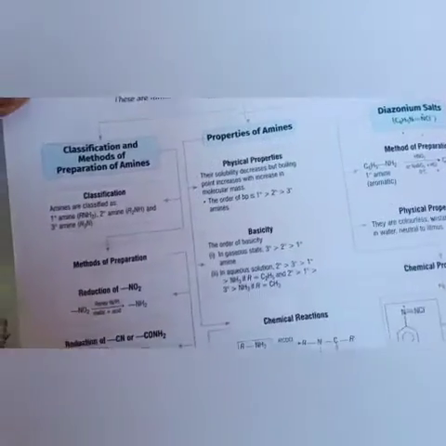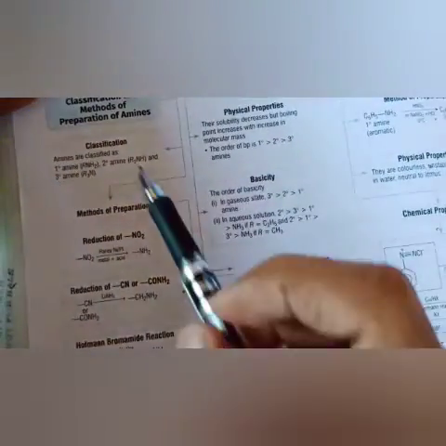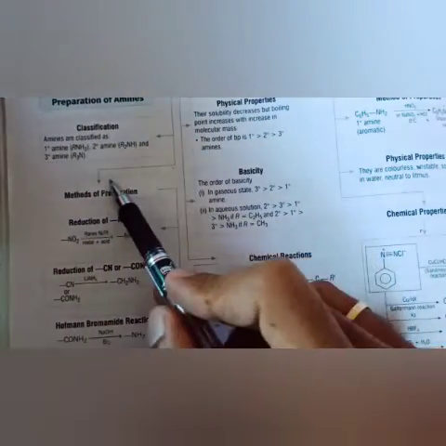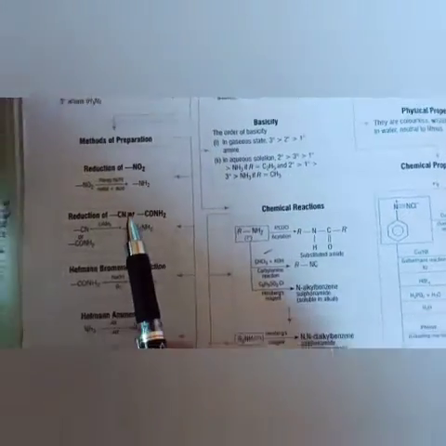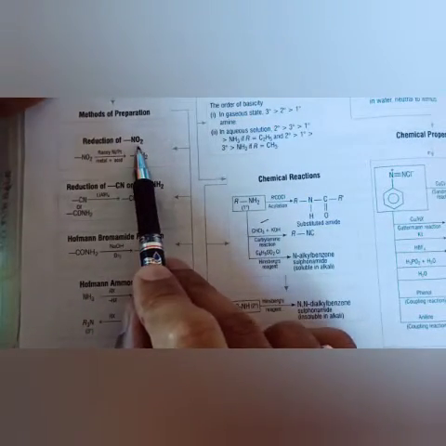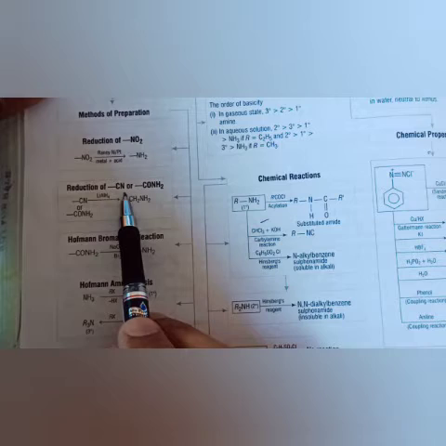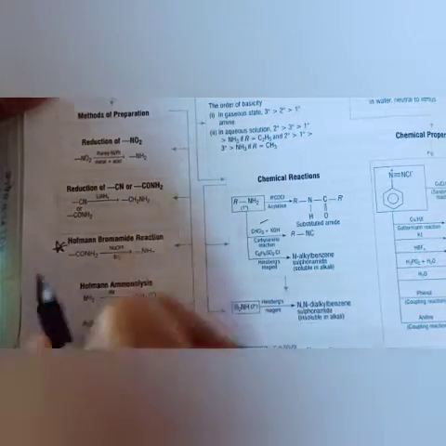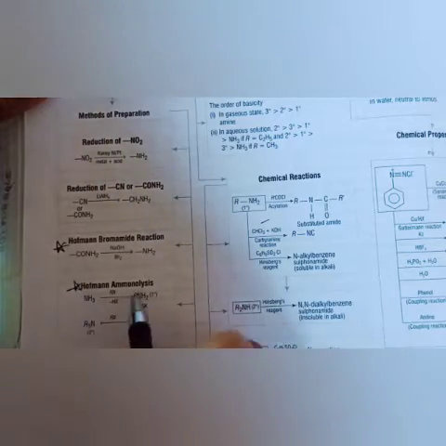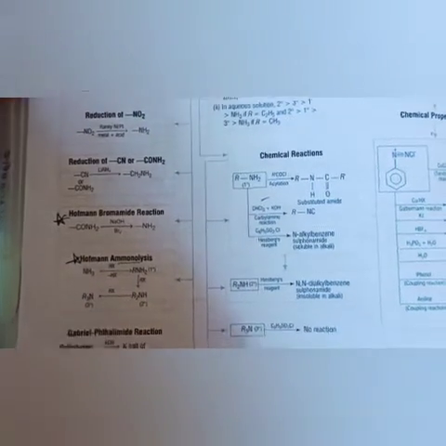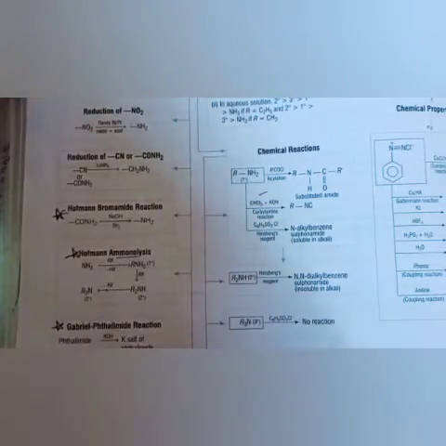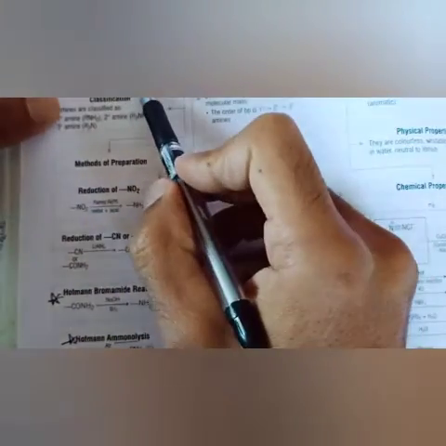First, classification and methods of preparation, in which we will study that amines are classified into primary, secondary and tertiary, as you already know. If we talk about methods of preparation, amines can be prepared by reduction of a nitro group, reduction of a nitrile or cyano group, and by the Hofmann bromamide reaction, which is a very important reaction. Hofmann ammonolysis and the Gabriel phthalimide reaction are the other two, so these are three very important reactions with the help of which we can prepare amines.